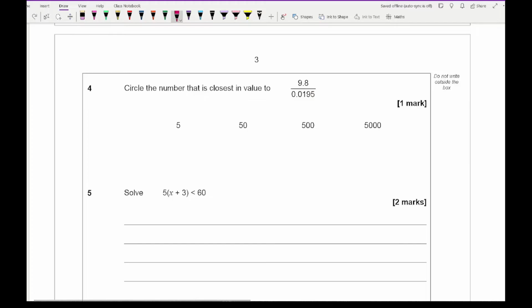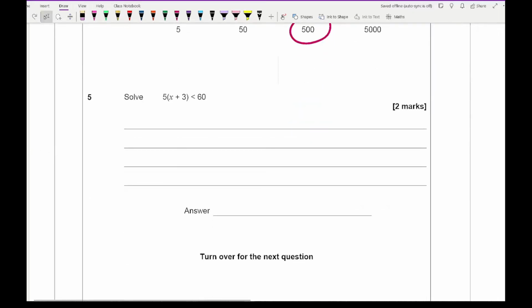Moving on to question 4, it says circle the number that is the closest in value to 9.8 over 0.0195. For this, all we need to do is round these numbers to one significant figure. So we've got 10 over 0.02. Basically what this is saying is how many 2 pences are there in £10, and the correct answer there is 500.